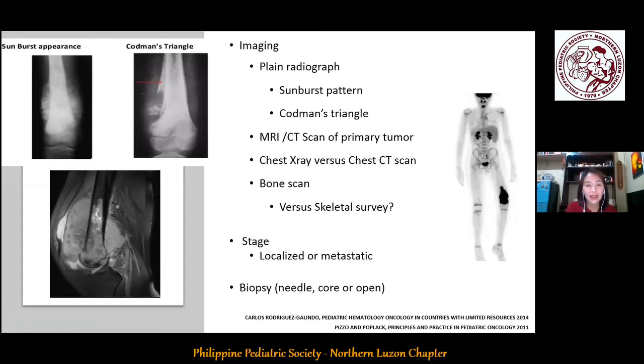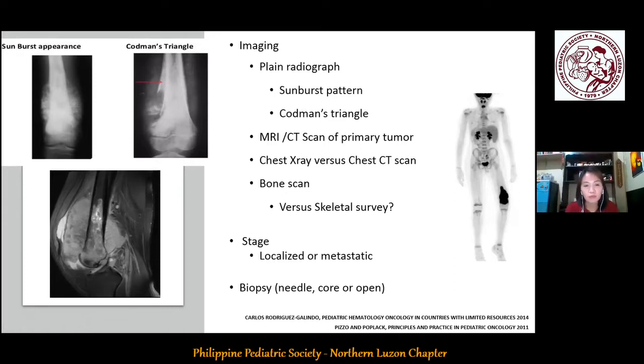So a baseline radiograph should be obtained in search for distant metastasis, but your CT scan of the chest offers better documentation for pulmonary metastasis. And lastly, for distant mets, we should also do a bone scan. However, in resource-limited areas in the country, will skeletal survey benefit? Studies would show that you may miss around 35% of bone mets if skeletal survey is done.